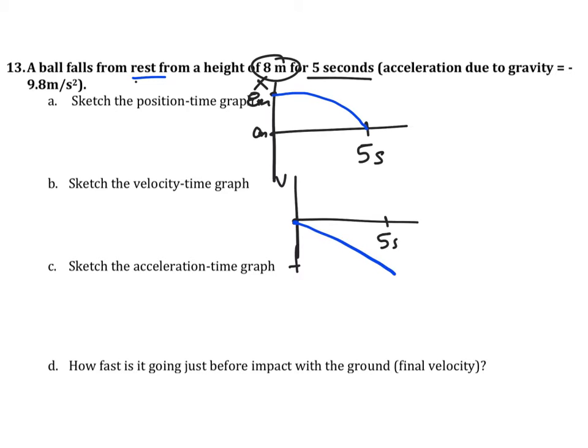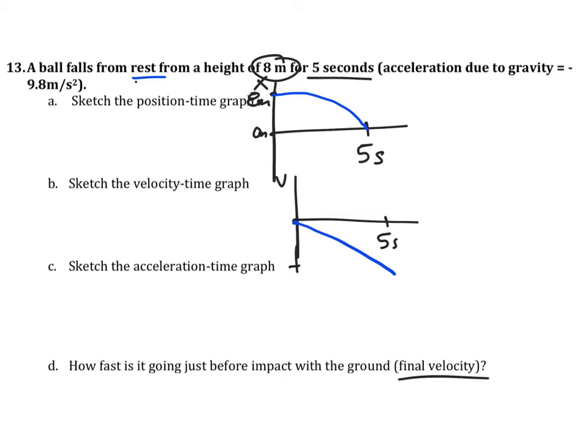So if we want to skip ahead real quick to part D, we want to know how fast it's going just before impact with the ground, which is technically called its final velocity, and we'll learn more about that later in the year. And the way to solve this, technically there's 2 ways depending on the information you have. You can either use the slope of the line, which is what I screwed up. Technically, I gave you what the slope should be. However, I gave you a number that doesn't work with the other numbers to be correct.